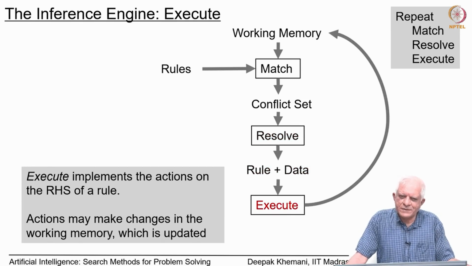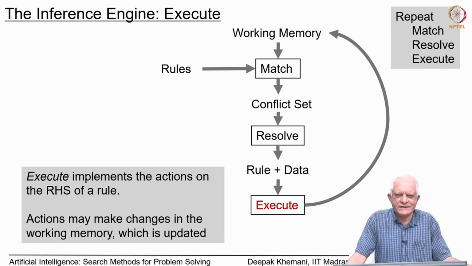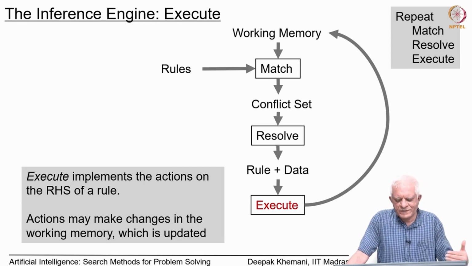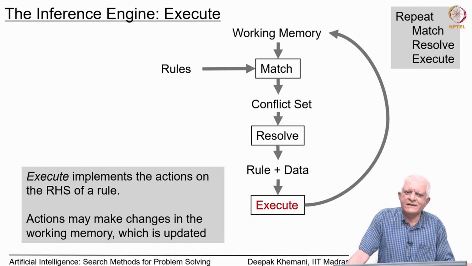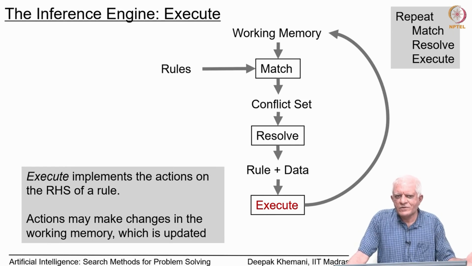The third component is execute. Its job is relatively simple. Resolve has given it one rule instance with data. That rule instance will have some actions, as we will see on the right hand side. The job of execute is simply to execute those actions. Now, we will see that those actions will typically change the working memory. It may add new elements, it may delete some element from it, and therefore, we have to go back and do the match all over again.